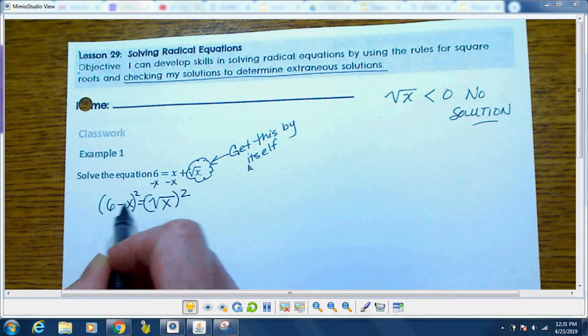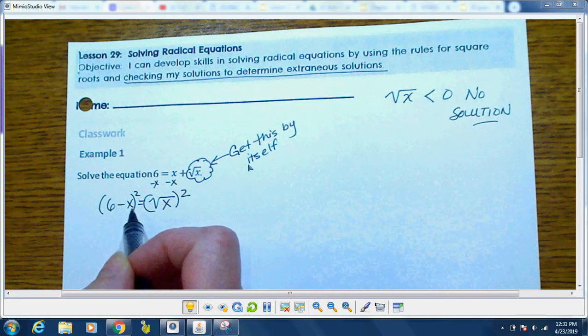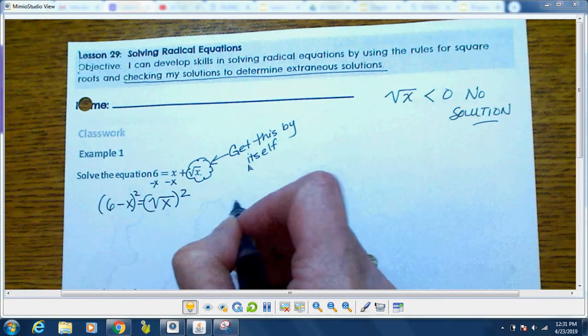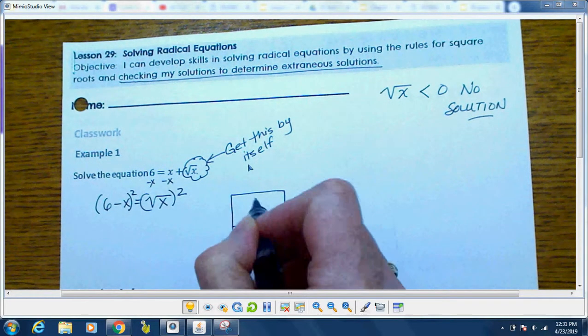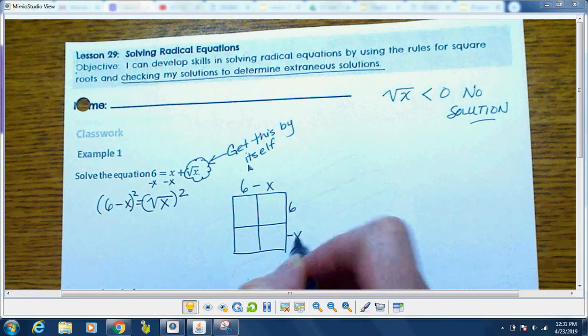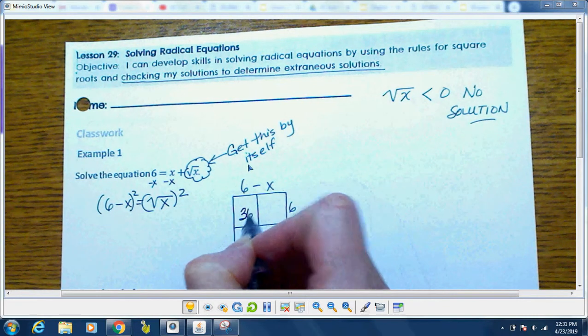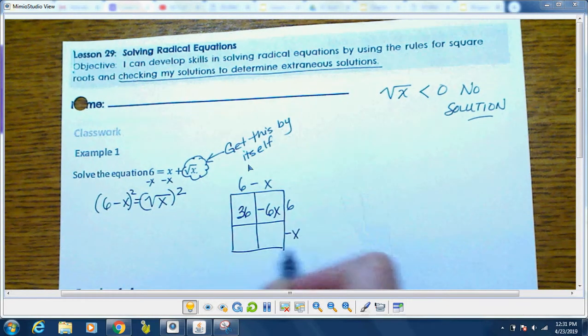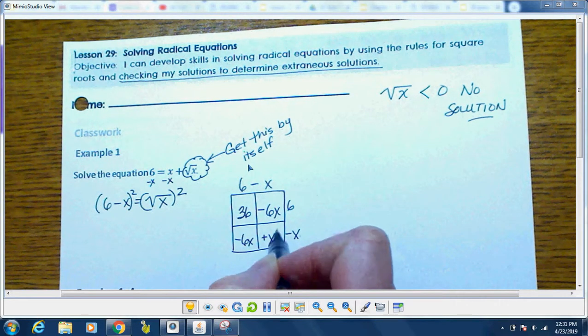Now to do 6 minus x squared, it is not 36 minus x squared. It is 6 minus x times 6 minus x. So let's do the square. We're going to get what's called a perfect square trinomial. 6 times 6 is 36, minus 6x, and this is another negative 6x plus x squared.